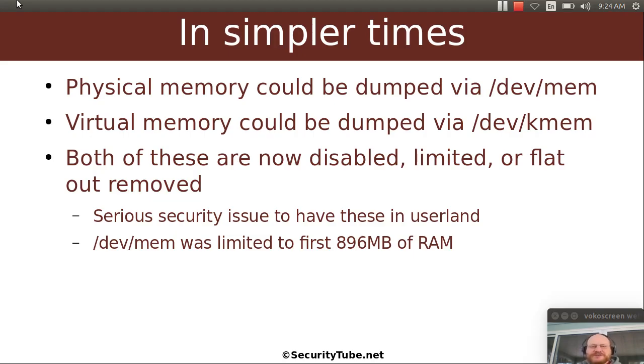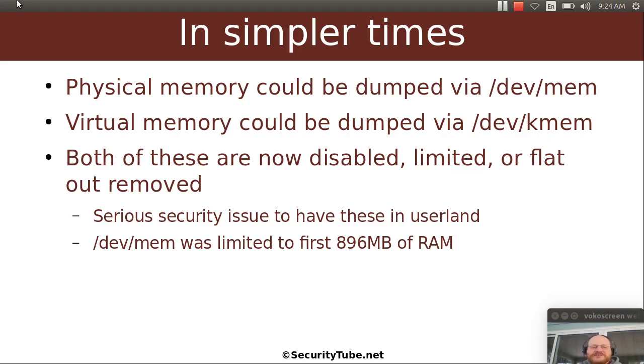Back in the old days, in the simpler times, if you will, it was easy in Linux to dump memory. There was a device called devmem that could be used to just dump every bit of memory. And there was another device called devkmem, which would dump virtual kernel memory. Why did these go away? These went away because they were a huge security hole. So you had this userland device that pretty much anyone could access, and you could access all of the memory on the machine. So this was a bad thing from a security perspective.